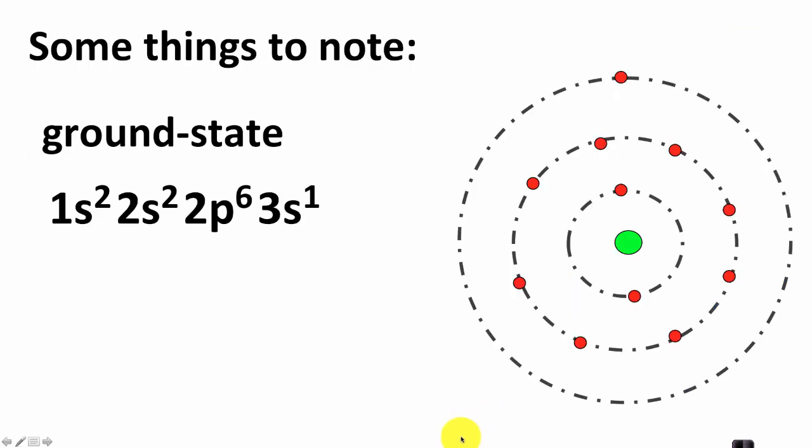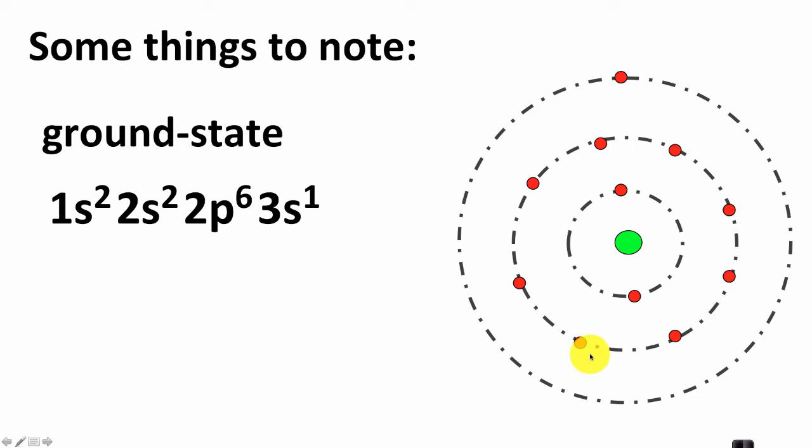Now, a couple things to note. First of all, ground state electron configurations are what we have been writing so far. 1s2, 2s2, 2p6, 3s1 is shown here in kind of a cartoon form. 2 electrons in the first shell, 2 plus 6 or 8 electrons in the second shell, and then 1 electron in the third shell. This is the electron arrangement for sodium. This is the ground state or lowest energy arrangement.